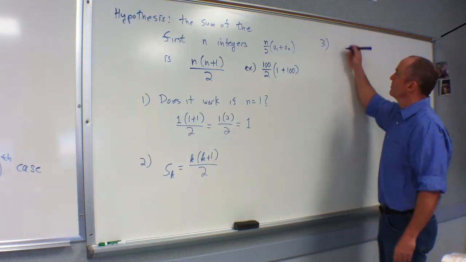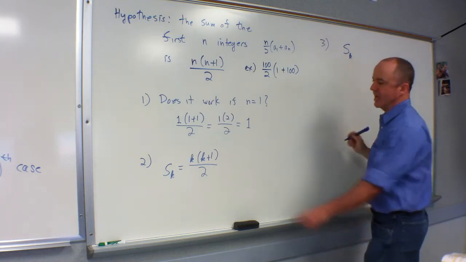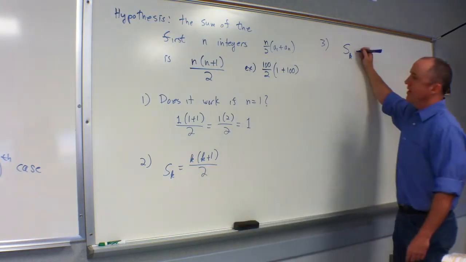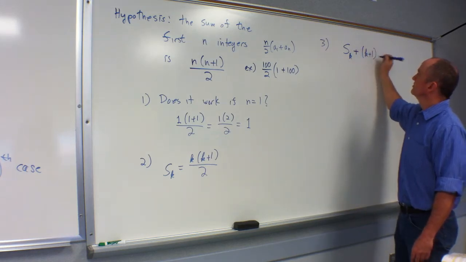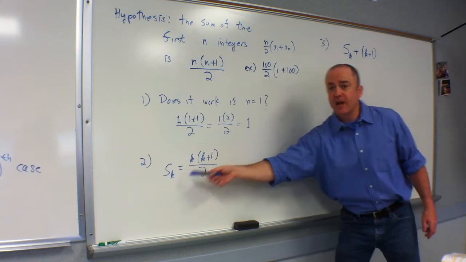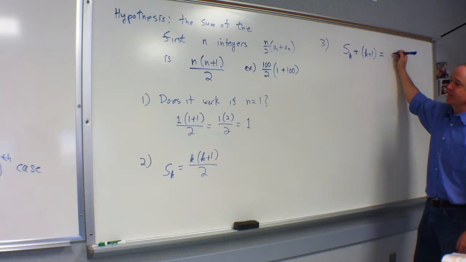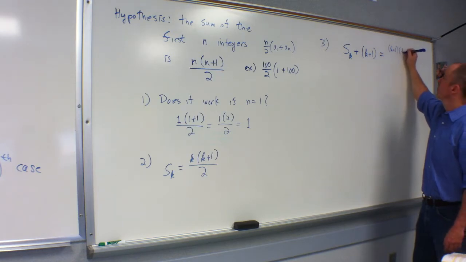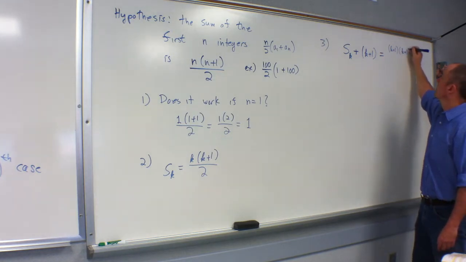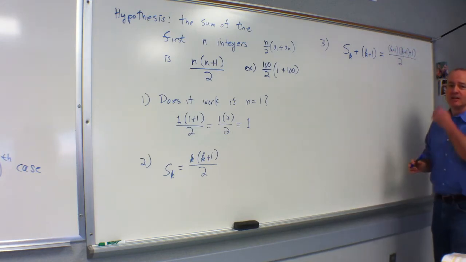What we have to do is we have to take the sum for k integers, and then we'd want to add the next integer to that. So if this were 50, I would want to add 51 to that. That should get me the same thing as if I plugged in k plus 1 into the rule. Does that make any sense? Yes. That makes a lot of sense.